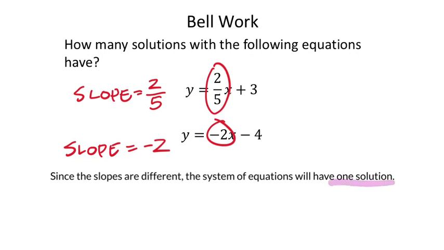Now, if the slopes were the same, then we have to look at the y-intercepts, which would be these two values. If the slopes are the same and the y-intercepts are also the same, then you'd have infinite solutions. If the slopes are the same, but the y-intercepts are different, then you have no solutions. But when the slopes are different, like they are here, there's only one solution.